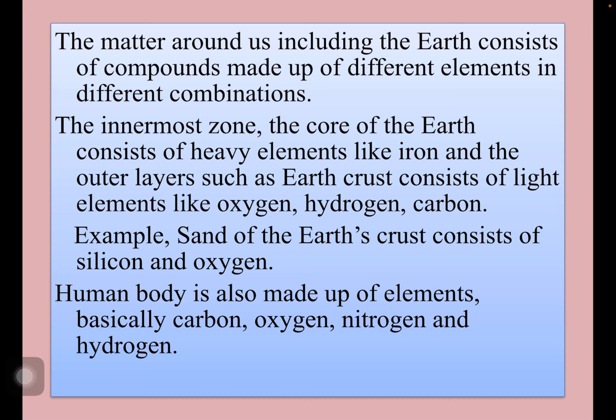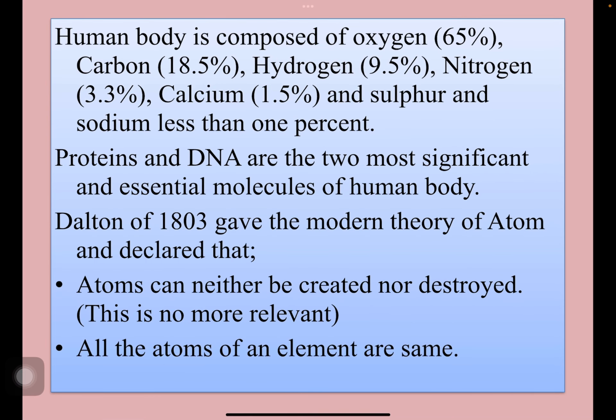Human body is also made up of elements, basically carbon, oxygen, nitrogen and hydrogen in different proportions, like oxygen 65%, carbon 18.5%, hydrogen 9.5%, nitrogen 3.3%, calcium 1.5%, sulfur, sodium less than 1%. Proteins and DNA are the most significant and essential molecules of human body.